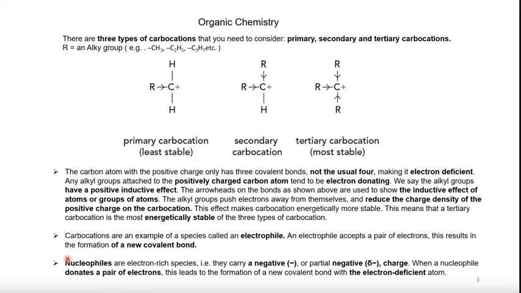Similarly, we have nucleophiles. What are nucleophiles? Nucleophiles are electron-rich species. An electrophile is an electron-deficient species. A nucleophile is an electron-rich species. So a negative ion like this or a charge like this, we call a nucleophile, which can donate a pair of electrons. This donation can also form a new covalent bond.